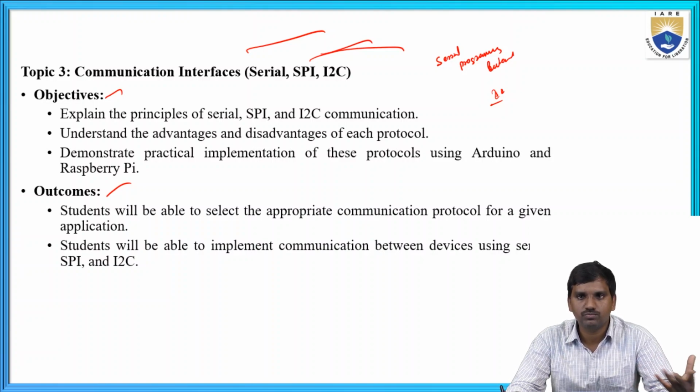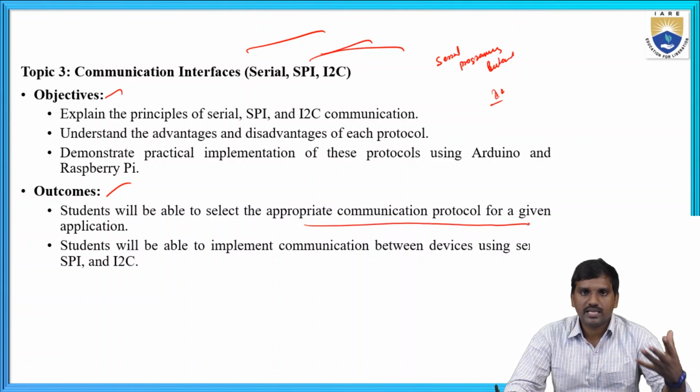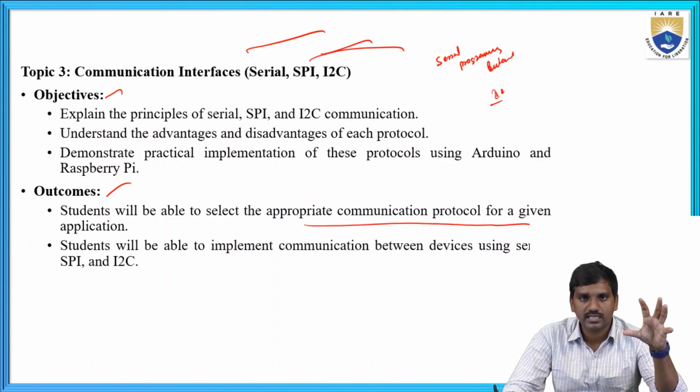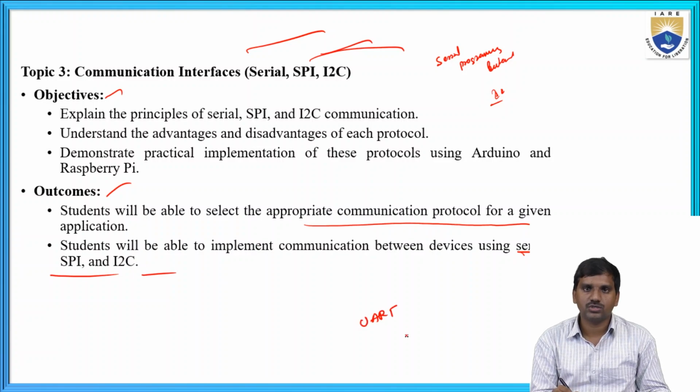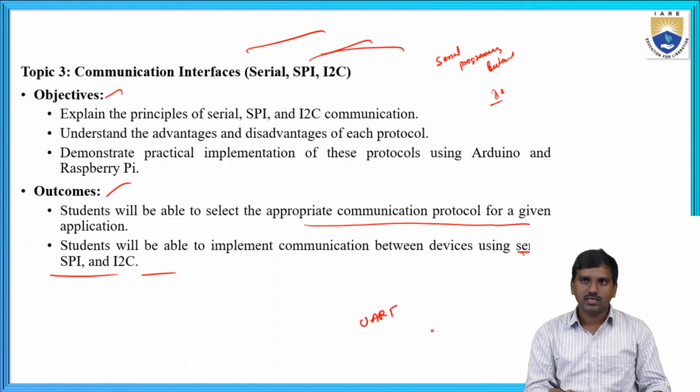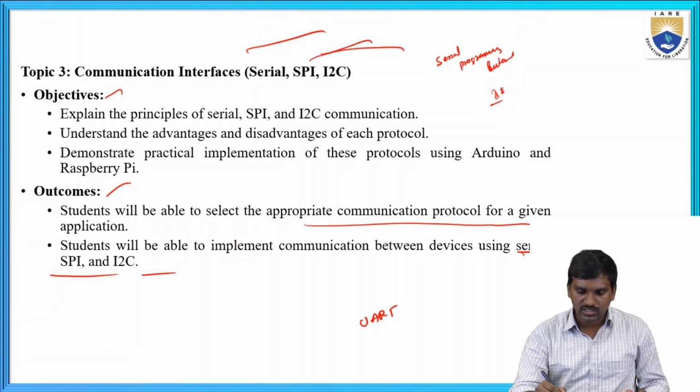Outcomes: students should be able to choose the appropriate communication protocol for a given application. Based on which type of application they are using, they decide which protocol to use to develop that application. That is a very essential thing for students. And students will be able to implement communication between devices using serial. Serial is UART, universal asynchronous receiver and transmitter communication protocol, along with I2C, inter-integrated circuit.